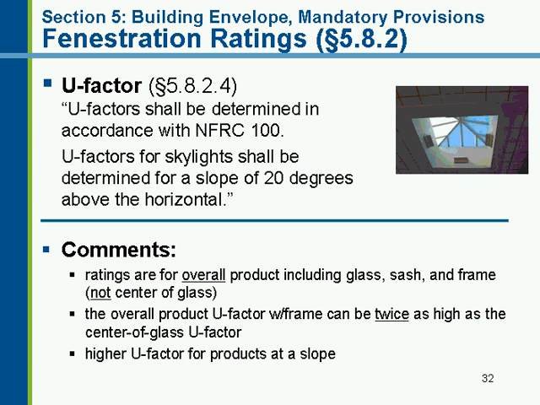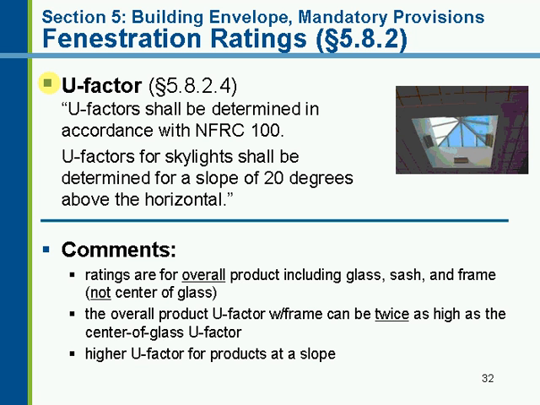Now, the criteria for fenestration are U factor criteria and solar heat gain coefficient criteria. For U factors, the requirement is that they be determined in accordance with NFRC 100. And for skylights, those are actually determined at a slope of 20 degrees above the horizontal.